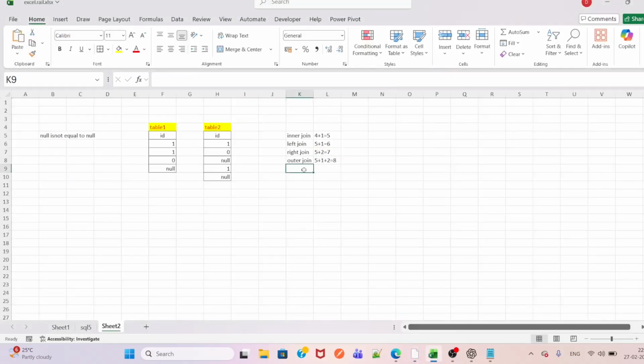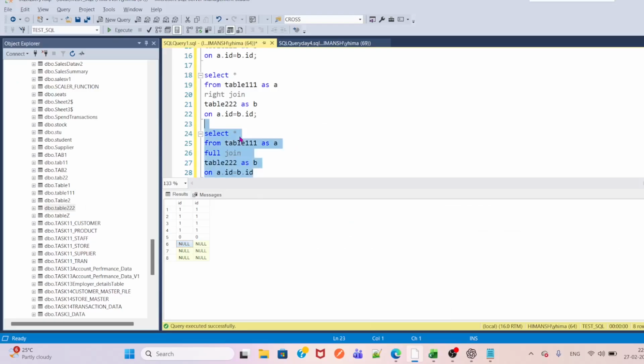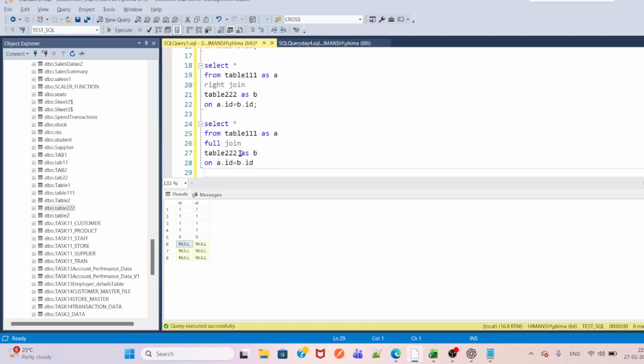So I hope you guys understood the concept. It's a very fundamental concept in SQL where we need to take precaution when we are dealing with nulls. Okay, so this was the small topic which I thought to share with you guys.